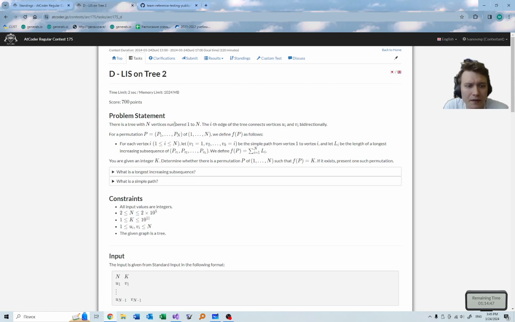There is a tree. The ith edge connects UI and VI bidirectionally. For a permutation P, we define f of P as follows. For each vertex, we take the simple path from 1 to I and take the longest increasing subsequence of P.